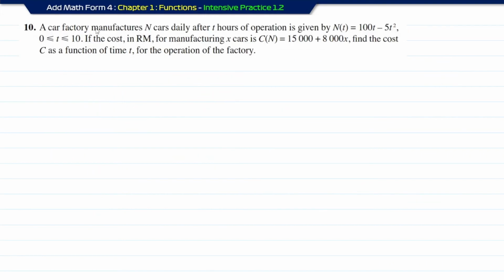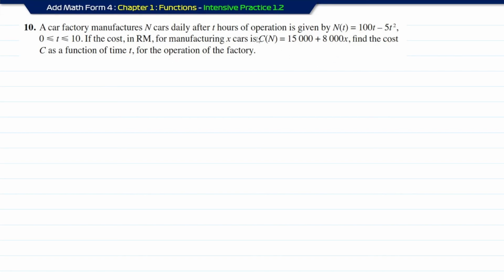Question number 10. A car factory manufactures n cars daily after t hours of operation, given by n maps t to 100t minus 5t squared. t is the hours, in between 0 to 10. If the cost in RM for manufacturing x cars is C(x) equal to 15,000 plus 8,000x, find the cost C as a function of time t for the operation of the factory.